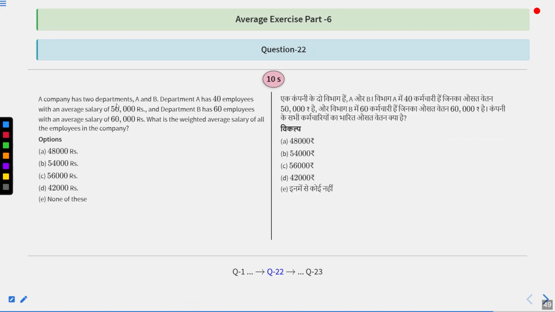A company has 2 departments, A and B. Department A has 40 employees with an average salary of 50,000 rupees. And Department B has 60 employees with an average salary of 60,000 rupees. What is the weighted average salary of all the employees in the company? You have 5 options and 10 seconds to analyze the question. Your time starts now.